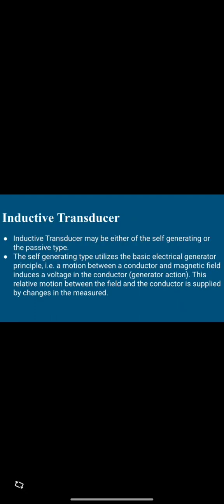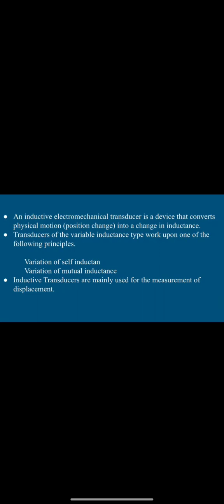Now the next type of transducer is the inductive transducer. It may be either of self-generating or passive type. In the self-generating type, a motion between conductor and magnetic field induces a voltage in the conductor. This relative motion between the field and conductor is supplied by a change in the measurement. An inductive electromechanical transducer is a device that converts physical motion into a change in inductance, a position change.